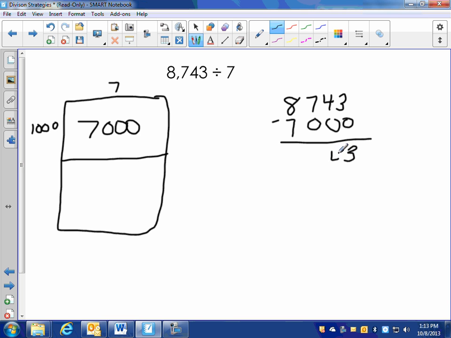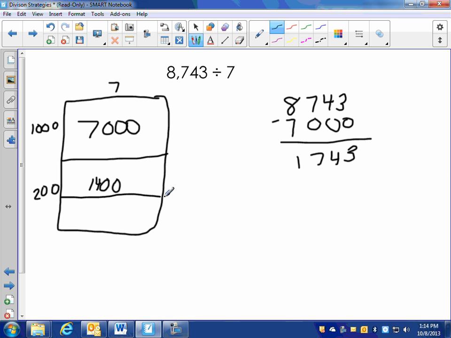So when I do my subtraction, I have 1,743. Now, 7 into 17 is going to give me 2. So I know that 7 times 2 is 14. 7 times 20 is going to give me 140. And 7 times 200 is going to give me 1,400.